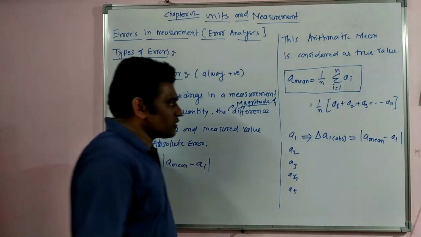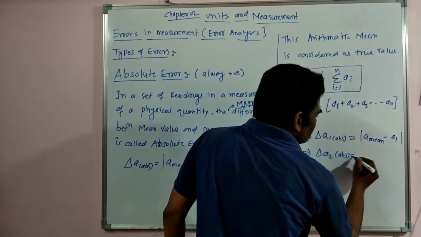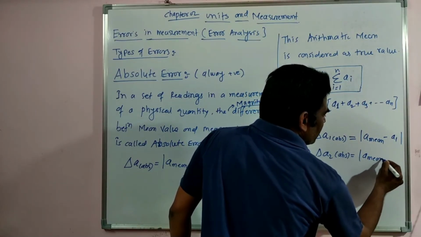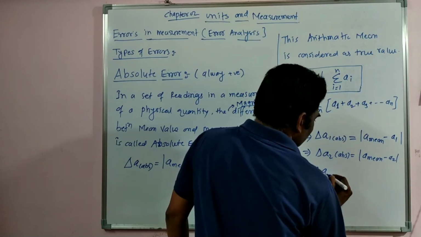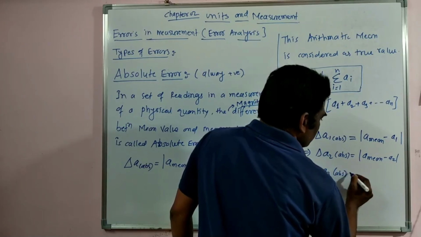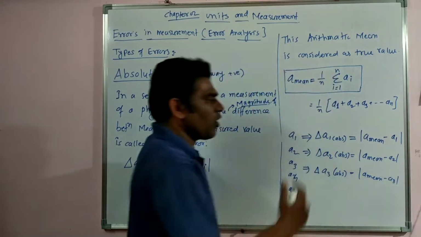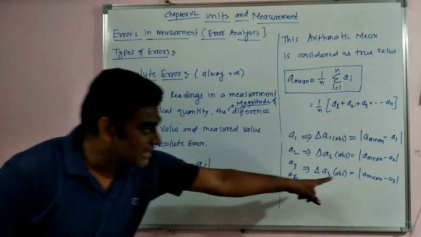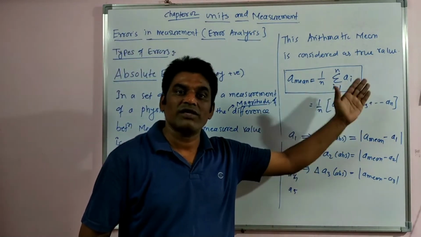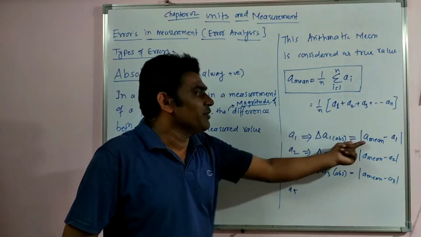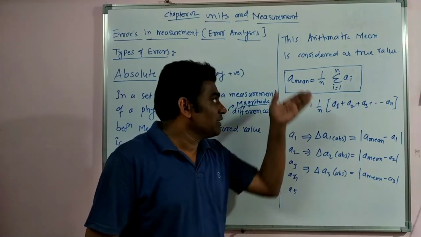Okay, so for this we can write absolute error in A2 is mod of A mean minus A2. So like this, absolute error in A3 is mod of A mean minus A3. Like this we can write for all readings. And how can this A mean be calculated? If 5 readings are taken, it will be A1 plus A2 plus A3 plus A4 plus A5 divided by 5. That will be the A mean, the arithmetic mean, the true value. The true value is calculated like this.